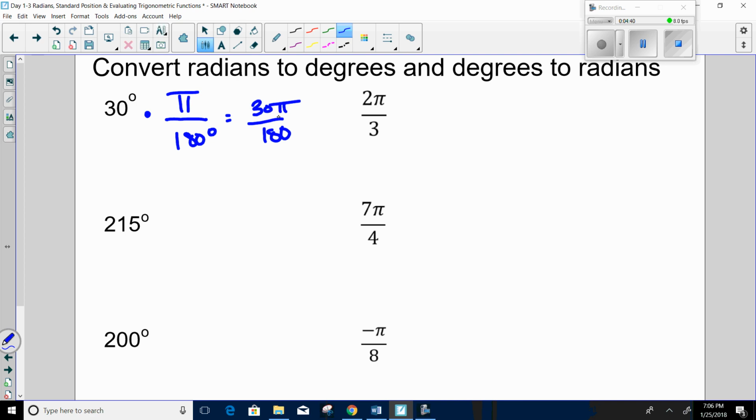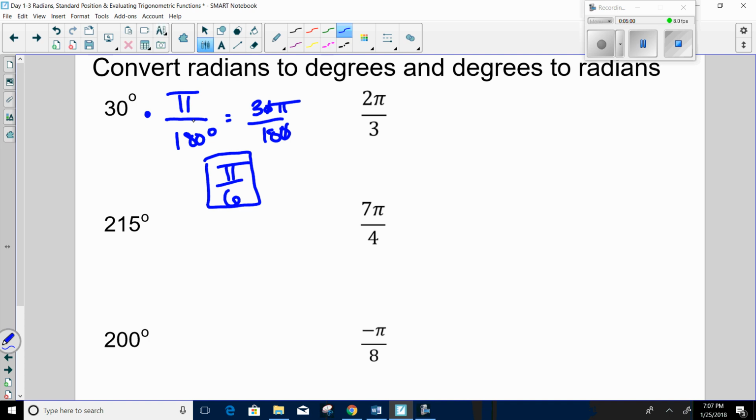Well, since both of them end in zeros, that means I can cross the zeros out. Then I have 3 and 18. Well, both of these have a factor of 3. Get rid of the 3's, and I get pi over 6. And that is the radian measurement. You'll become very familiar with pi over 6.